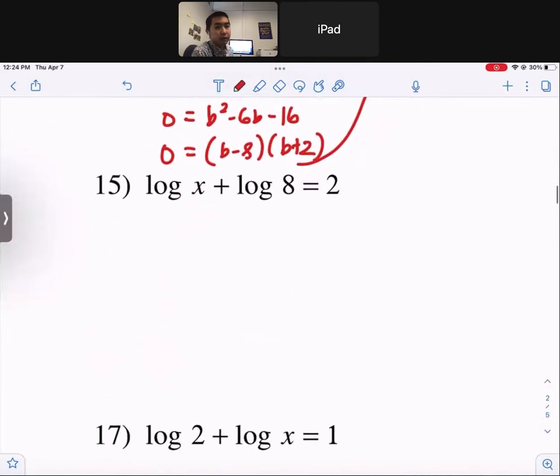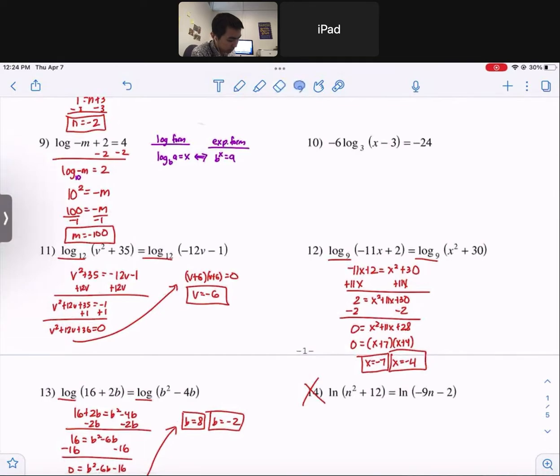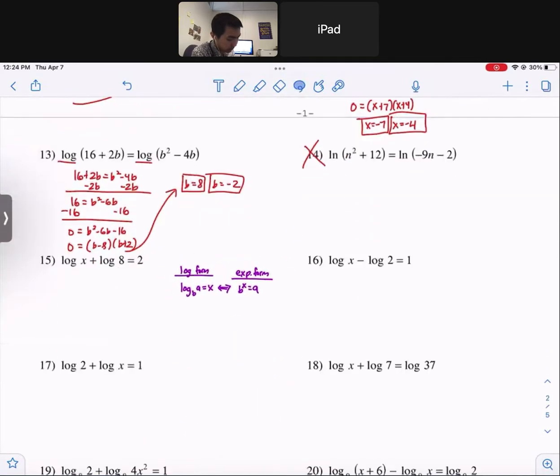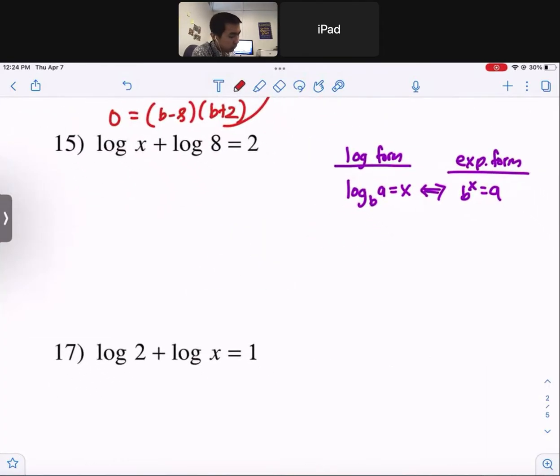15. Okay, so now, it looks like we're going to get some log equals a number, which means we certainly should bring our log form and change it to exponential form, right? But remember, we need to get one singular log. So log of x times 8, or 8x, equals 2. That's your guys' product rule. And what's the base of this log? The base of this log is 10.